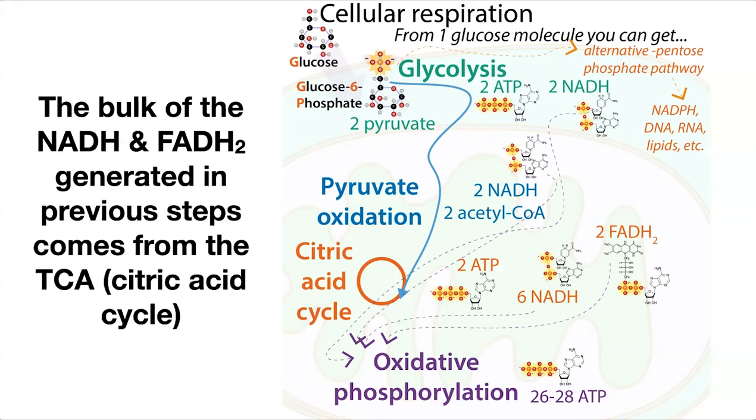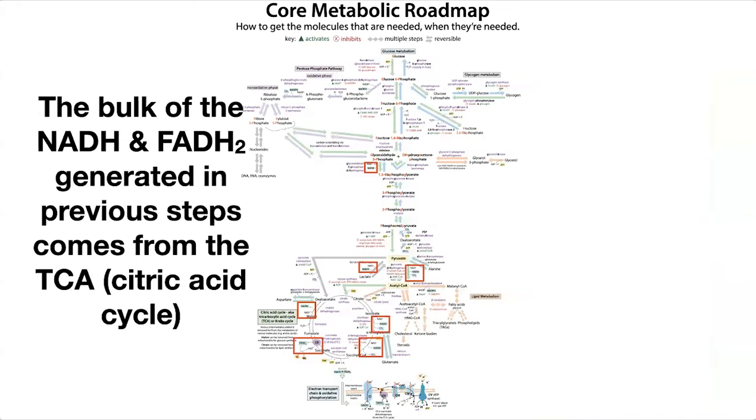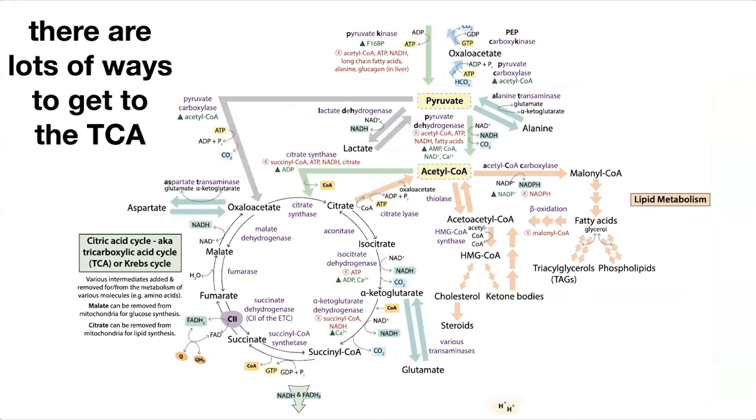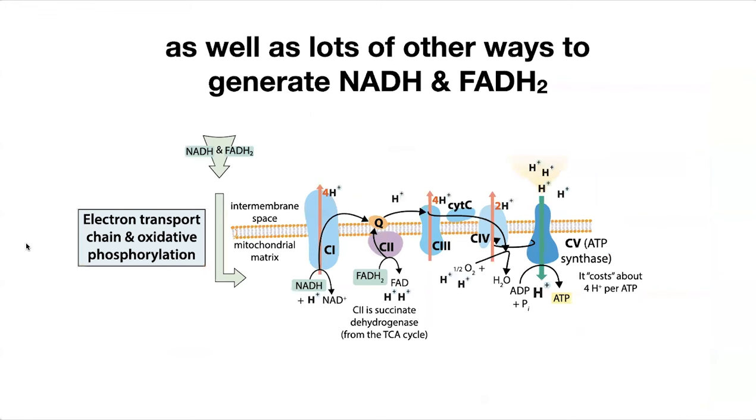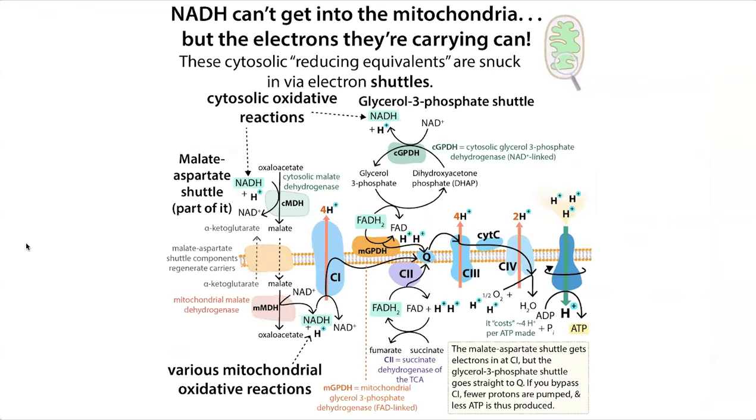So the bulk of the NADH and FADH2 that's generated in cellular respiration is coming from the citric acid cycle. And there's lots of ways to get there. There's also a lot of other ways to generate NADH and FADH2, and we'll talk about just a few. We'll talk later about how NADH actually can't get in or out of the mitochondrial matrix, so you have to shuttle in the electron equivalents from the cytoplasm if you generate them there. But there's also a lot of reactions in the mitochondria that can generate them directly there. All of these fuel sources, all different reactions, all sorts of different things, it comes down to the NADH, the FADH2, and the electrons that they bring.